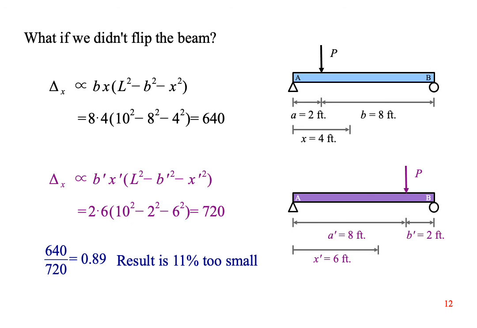This shows why it is important to flip the beam if the formula is only good over a portion of the length of the beam.